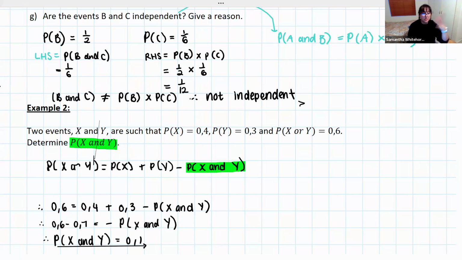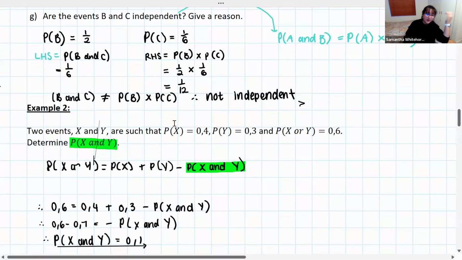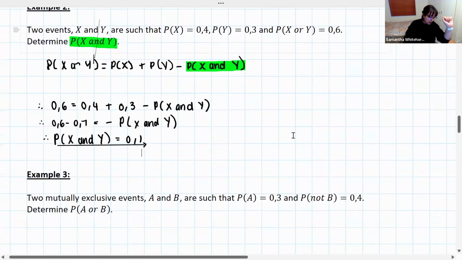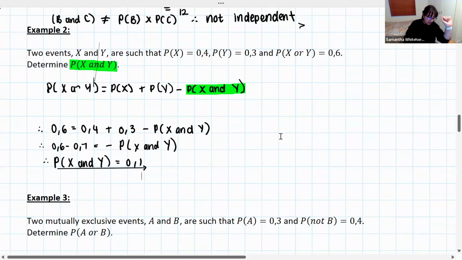Now, guys, what you need to take away from this is that's algebra. It's an equation. You're solving an equation. Just because there's probability stuff thrown in there does not mean that it needs to be overcomplicated. It is just solving a linear equation. Imagine the probability of X and Y as a variable. That's what you're solving for. That's it.